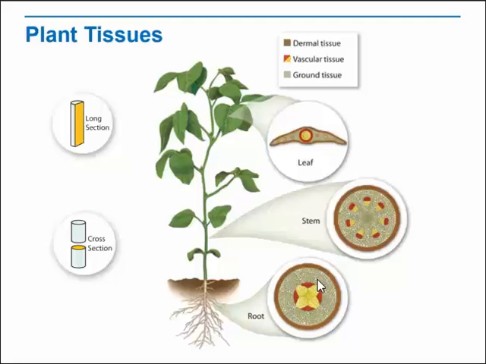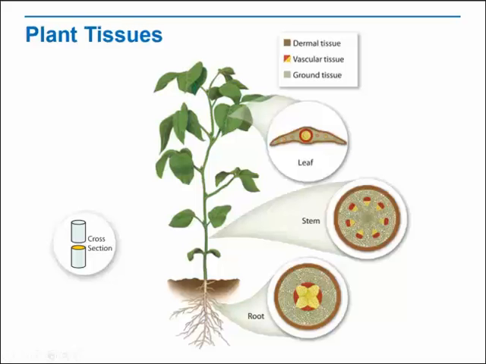Are these organ sections cross sections or long sections? These are cross sections. Each plant organ is made of the same basic tissue types, and these tissues have the same basic function in each organ.